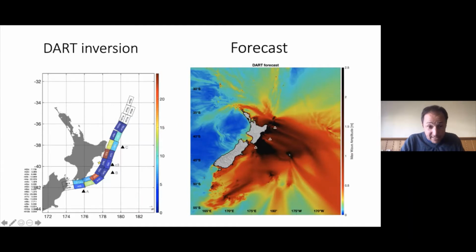So once you have that, as I was saying, once you have the inversion and you fit the data, you get something like this that looks like a slip distribution.